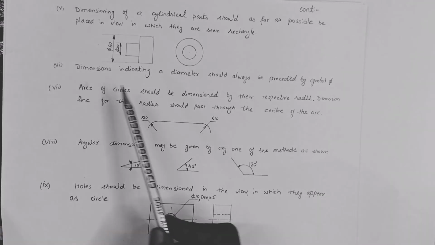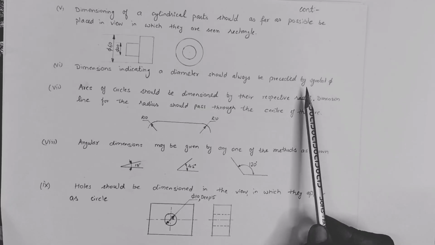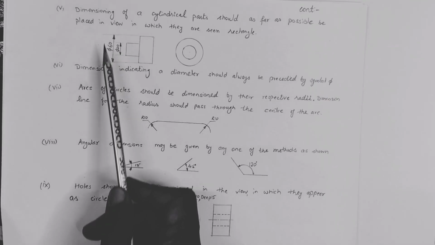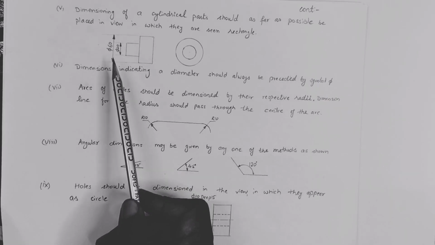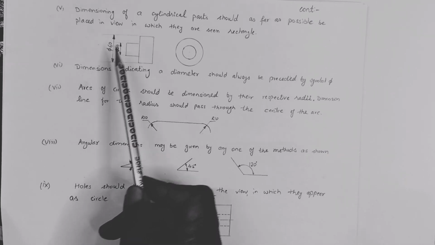Next, a dimension indicating a diameter should always be preceded by the symbol phi. As in this diagram you can see, we represent here the diameter. So that's why we put a phi symbol in front of the magnitude of the dimension.